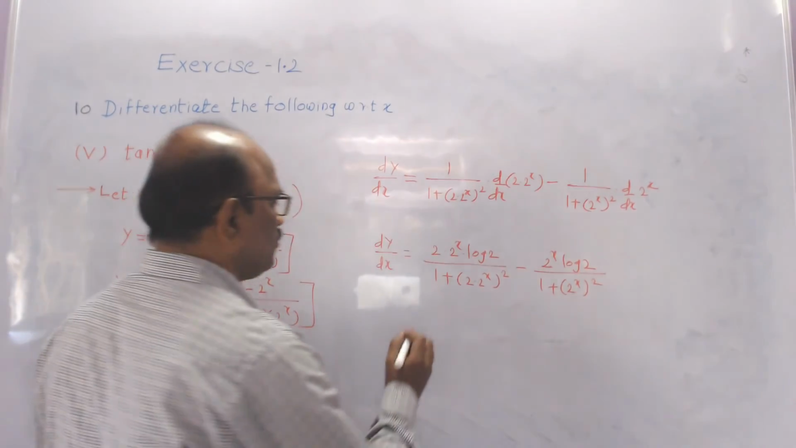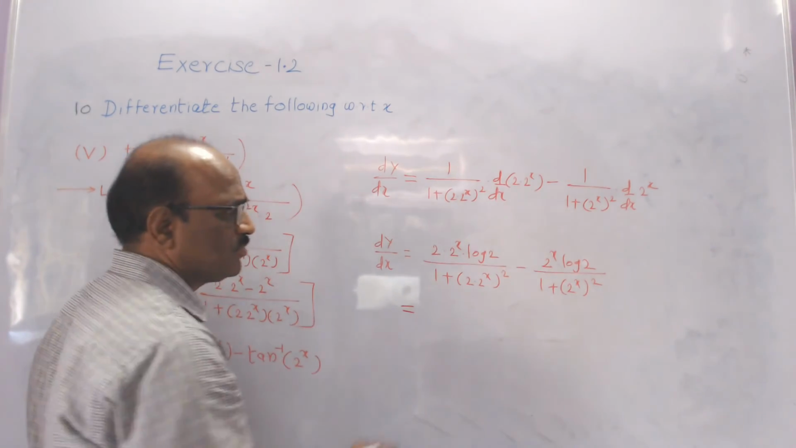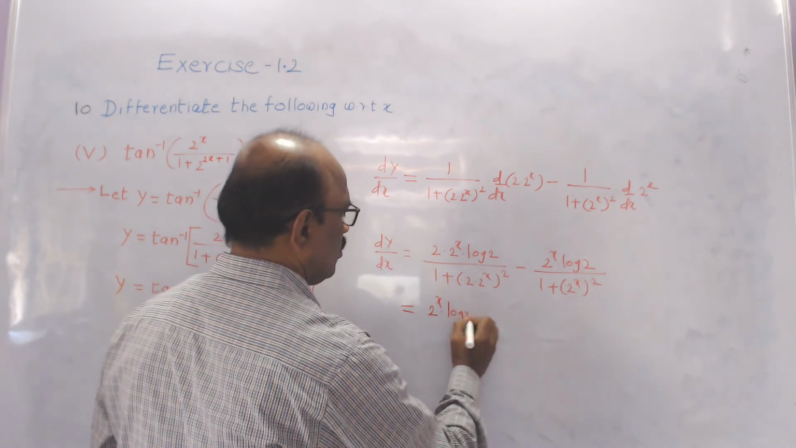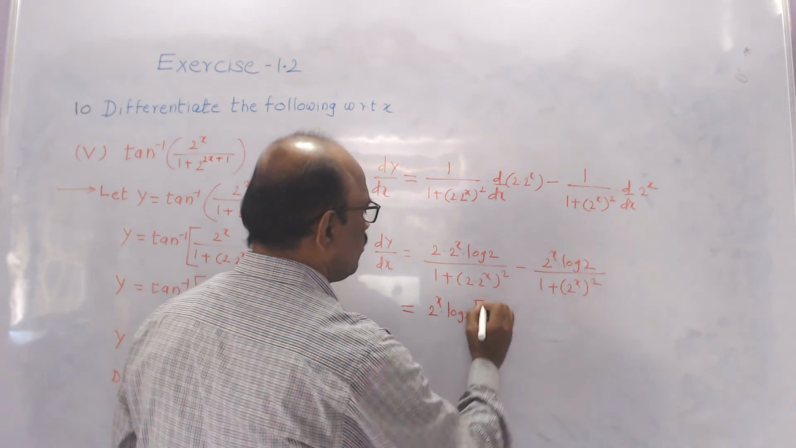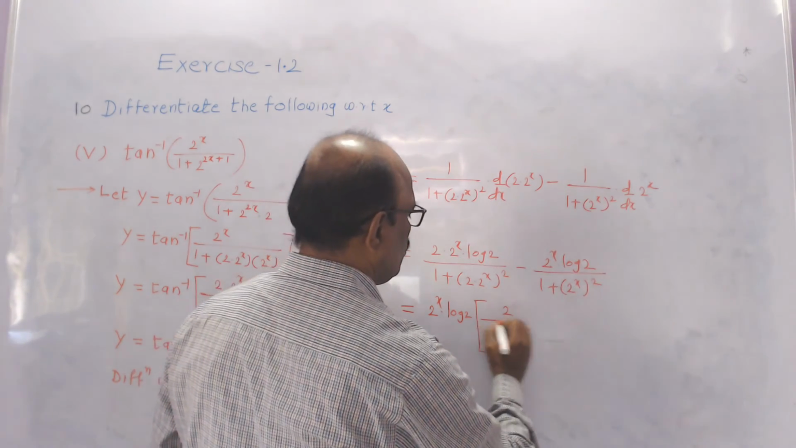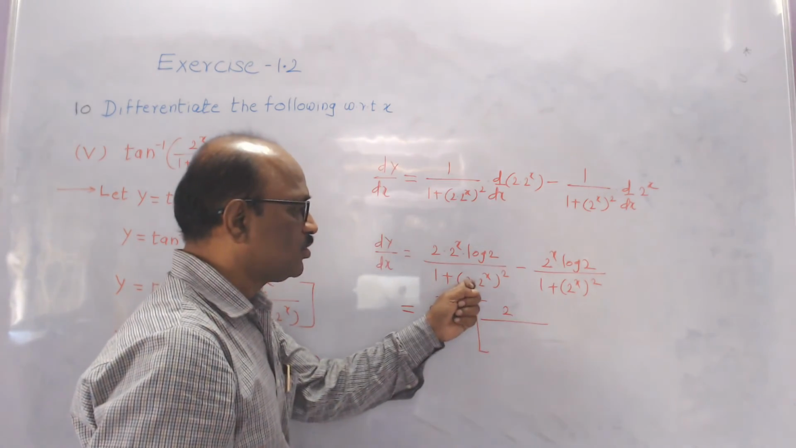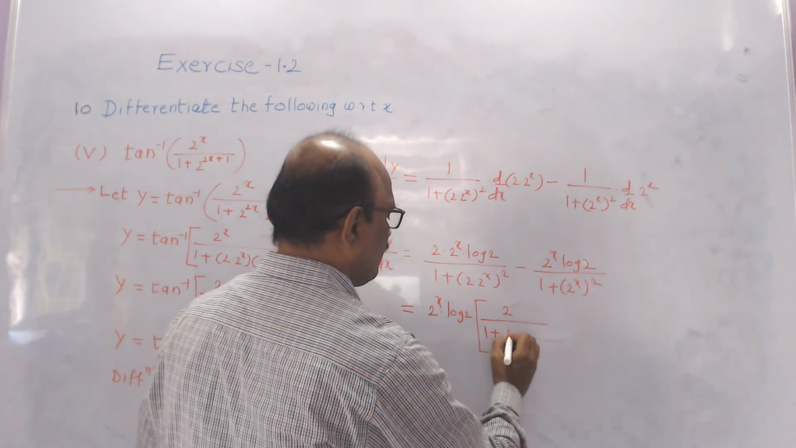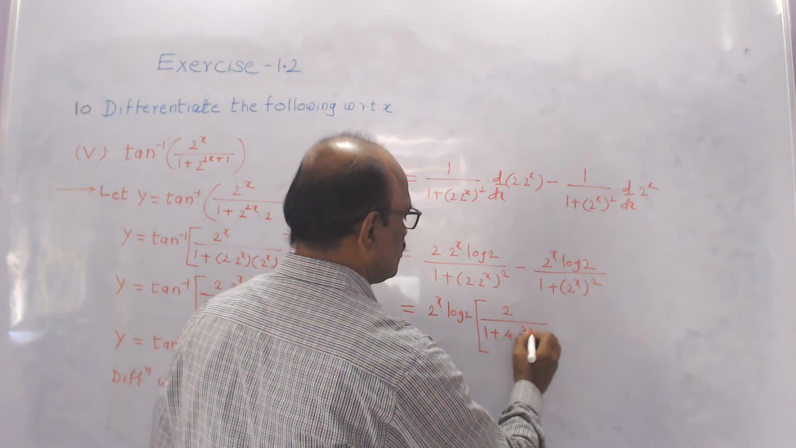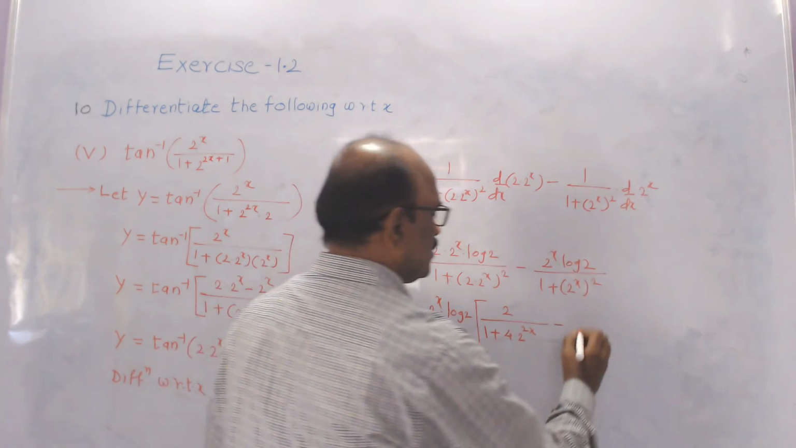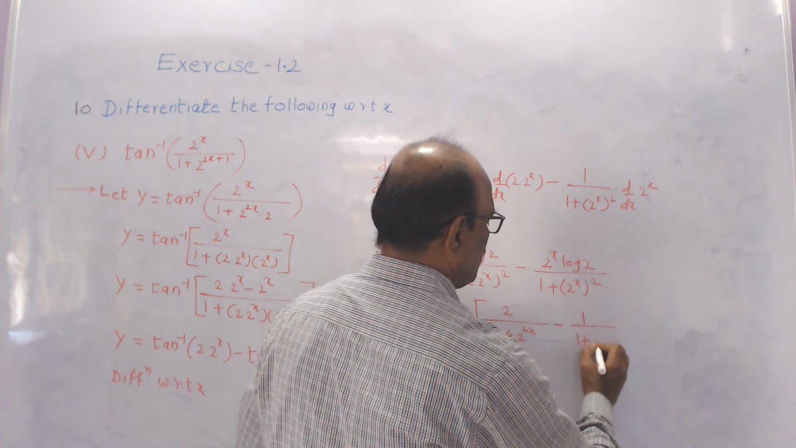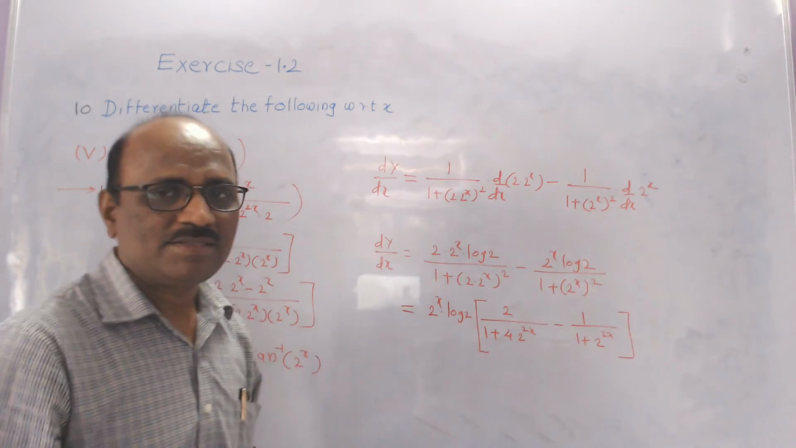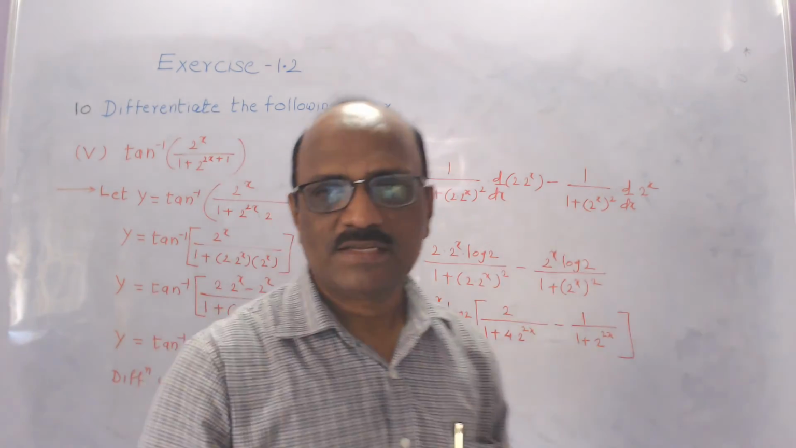Or suppose that if you want to write the answer according to the textbook, then you can write here 2 raised to x log 2. Take the common, then what will be in the bracket? That is 2 upon 1 plus 2 into 2 raised to x bracket square, which means 1 plus 4 into 2 raised to 2x minus 1 upon 1 plus 2 raised to 2x. You can have the answer also like this. I will take the next problem.